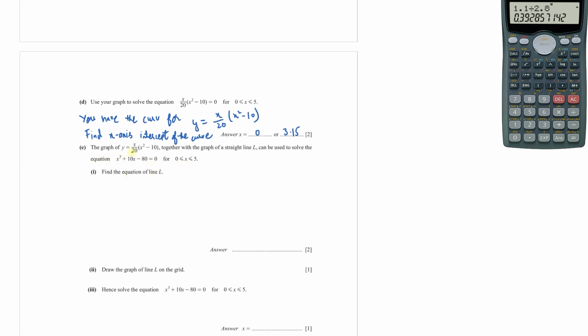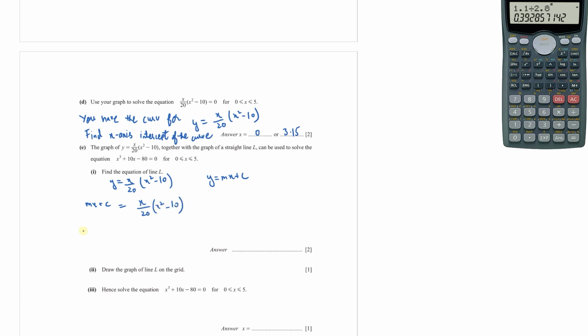So given that you can use this equation, which is y equals x over 20 into x squared minus 10, and the equation of line L, which will be something like y equals mx plus c, to solve this equation. So that means you're given two equations. I can use the substitution method to substitute the value of y. So let's substitute this y equals mx plus c in this equation. So I will get something like mx plus c equals x over 20 into x squared minus 10.